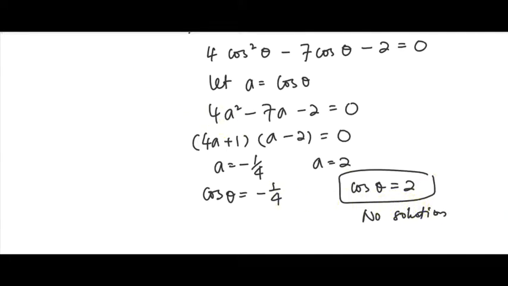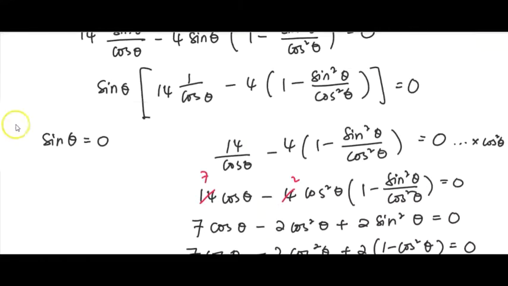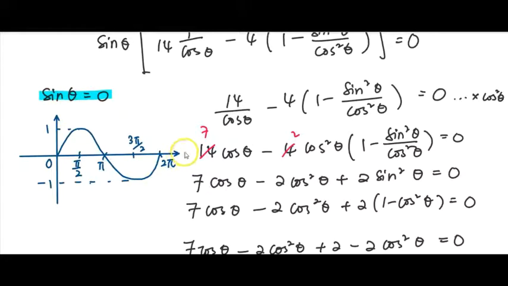Now you've got the two equations to be considered. That is cos theta equals to negative 1 over 4, and one equation is sine theta equals to 0. So try to solve for this first. Now I'm going to use the graph of sine theta to solve for sine theta equals to 0. From the graph of y equals sine theta, I have my sine theta having a y value equals to 0 at 3 points, which is this point and this point and this point.